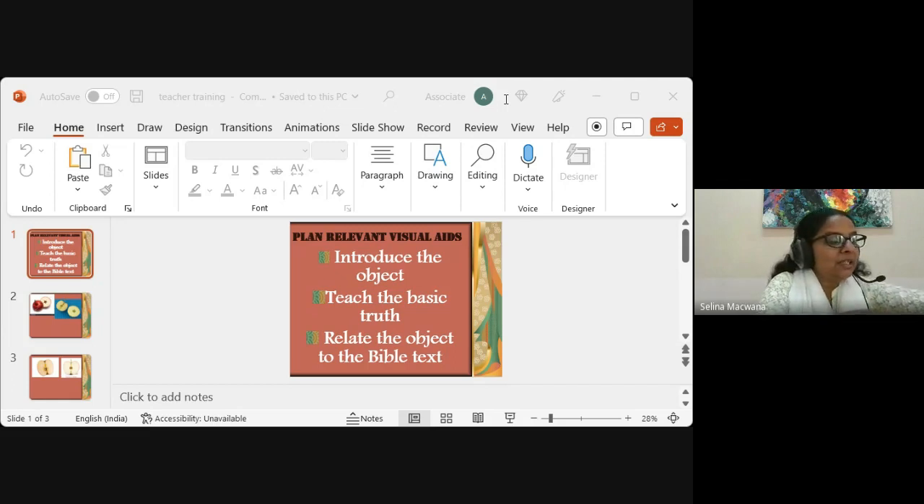Okay, so that's just another example that you could use as an object lesson. You have introduced the object, you've connected it to what you are talking about in the story, and then you go on to talk about sin, salvation, the temptation of Jesus, how he overcame it, and how he can help us to overcome things in our life. So you can use various things like this.